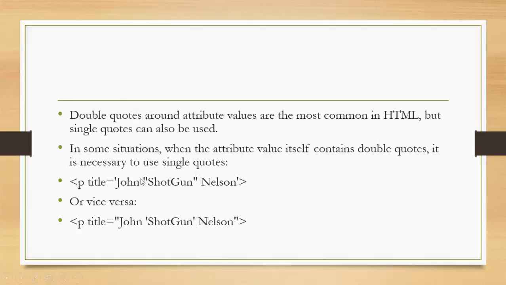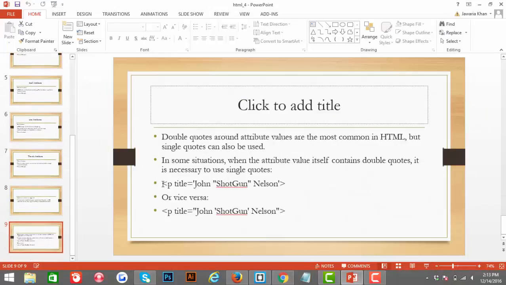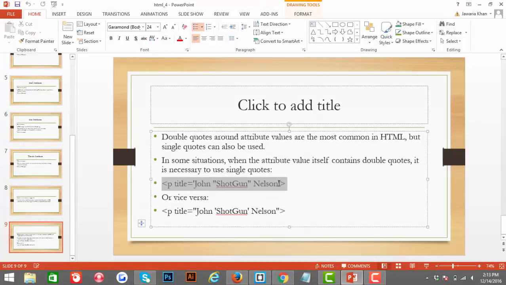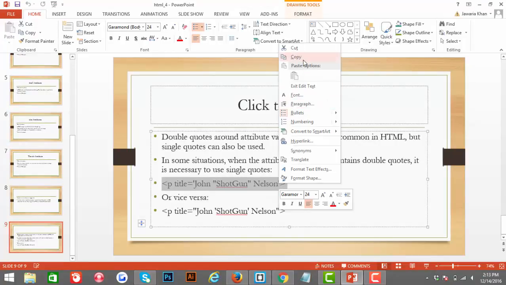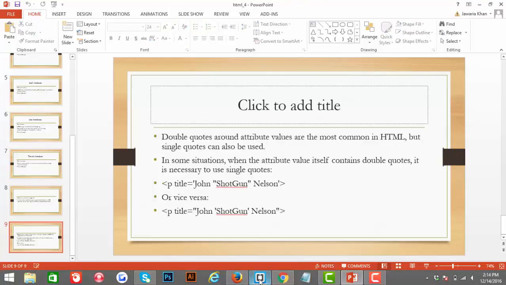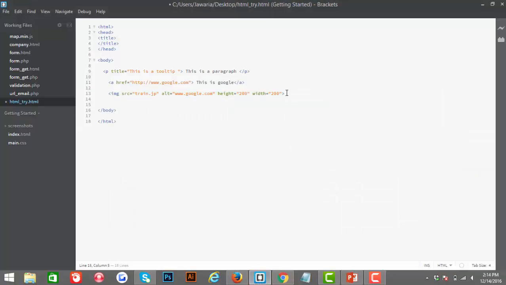Suppose in some situations the attribute value itself contains double quotes. Here we have the HTML element, the attribute is title. The attribute value has single quotes, and in order to distinguish this element more clearly, the value is double quoted over here. If we try to test it in our machine, then we will do it in this way.